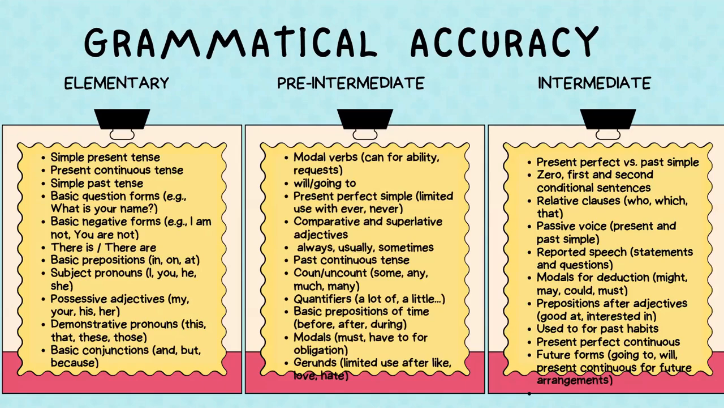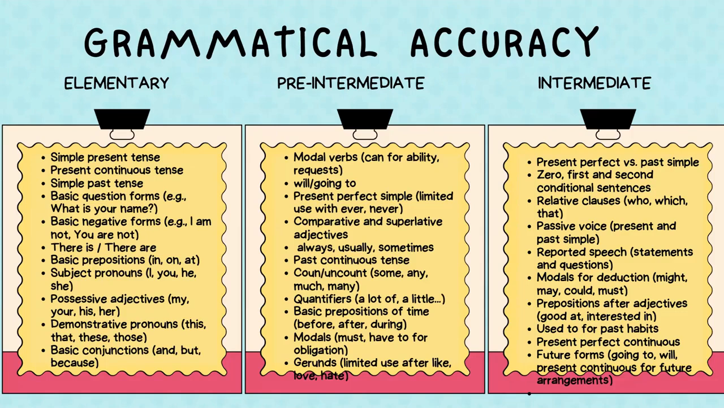So elementary level students are supposed to operate with simple present tense, present continuous tense, simple past, some irregular verbs, basic question forms, basic negative forms, constructions like there is, there are, some basic prepositions, usually prepositions of place, subject pronouns, possessive adjectives like my, your, his, demonstrative pronouns, this, that, and some basic conjunctions like and, but, and because.